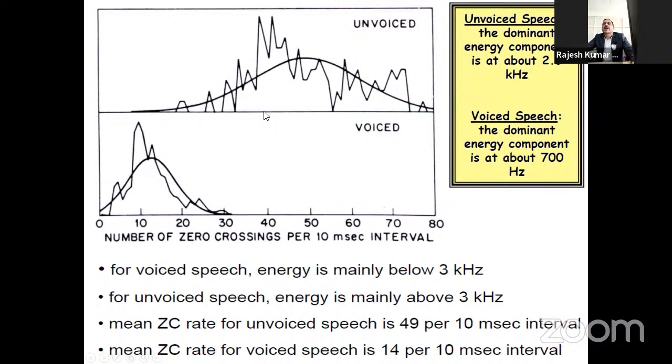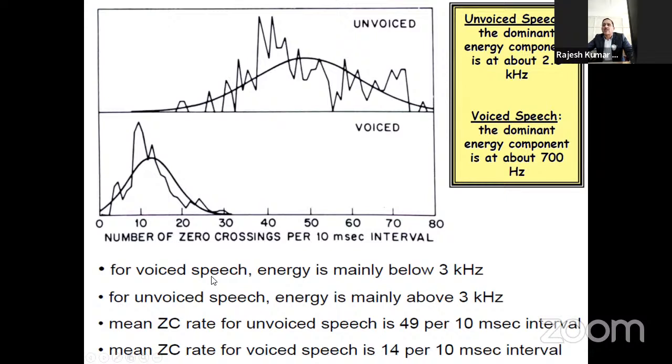This is the typical spectrum. Focus on the spectrum. For the unvoiced part, the high magnitude region will be in high frequency. In the voiced part, it is in lower frequency. That means a lower zero crossing rate. One can say that in the unvoiced part, the dominant energy is about 2.5 kilohertz, and in the voiced part, the dominant energy is about 700 Hz. And that's why zero crossing is lower in the voiced section and higher in the unvoiced section.